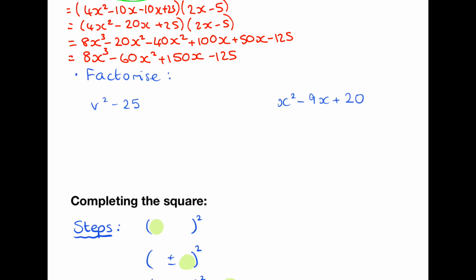So factorising, okay, let's think about our methods for factorising. We need to work our way through. Do we see a common factor? Well, look at these two terms. There is no common factor there.